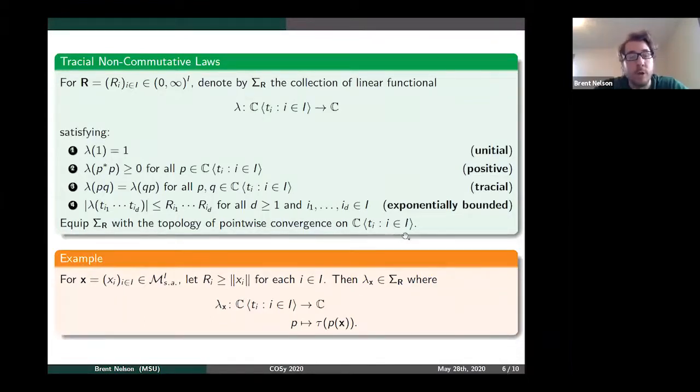And moreover, you can check by a variation of the GNS construction and show that actually every element of sigma r really arises in this way. It really does look like the law for some actual honest-to-God operators in a von Neumann algebra equipped with a trace. Okay, so now using these non-commutative laws, we're going to construct a C-star algebra.